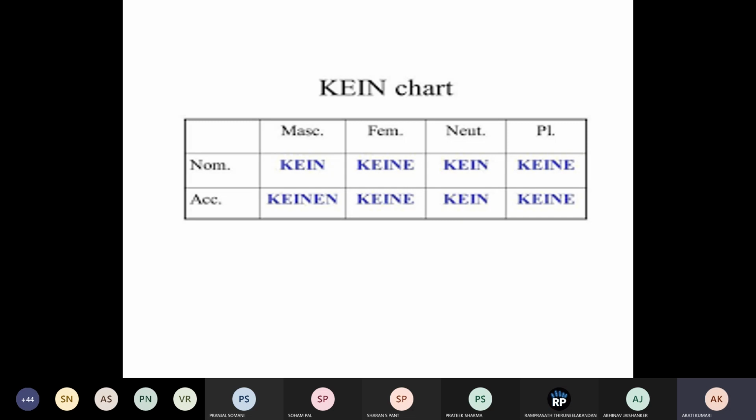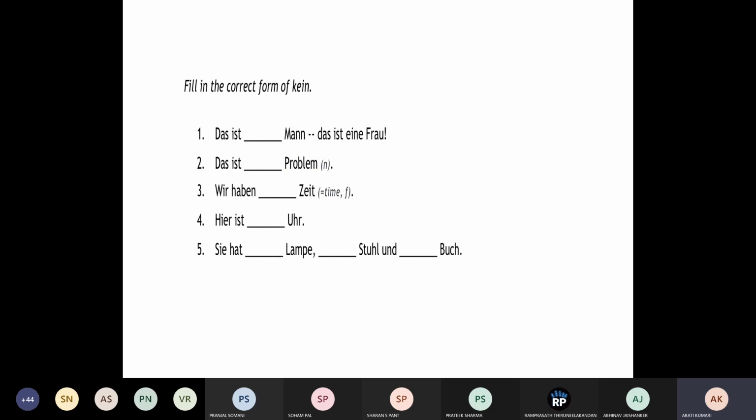Okay. So we are now going to look at the table. Nominative, masculine, first row: kein, feminine: keine, neutrum: kein, plural: keine. We are going to use it in the slide that will follow. So let's move to the next slide. It's a very simple exercise. What we have to do is put the correct form of kein in the blank space below. So look at it and tell me what you will put for the first one.